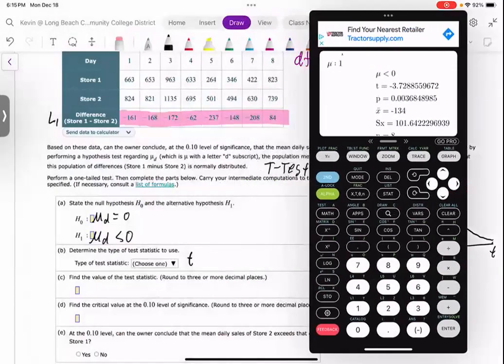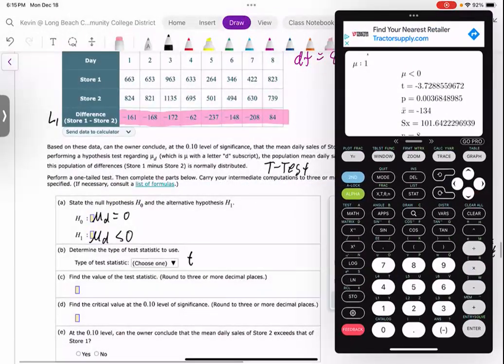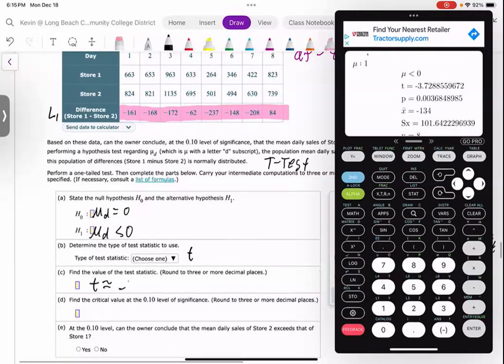All right, so we have our test statistic, which is t. It's about negative 3.7289, we'll say. And our critical value we've already gotten. And we can see our p-value in the calculator there is less than even 1%.